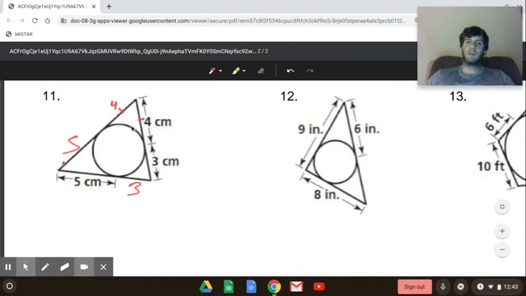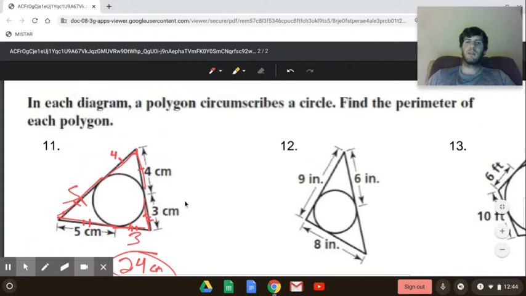These two pieces are congruent. These two pieces would be congruent. And then these two pieces would be congruent, because they're tangent lines that meet at an exterior point. So those segments are going to be congruent from the exterior point to the point of tangency. So 5, 5, 4, 4, 3, 3. So that's 10 plus 8, 18 plus 6 is going to be 24 centimeters for your perimeter.